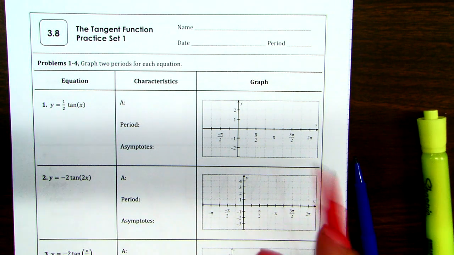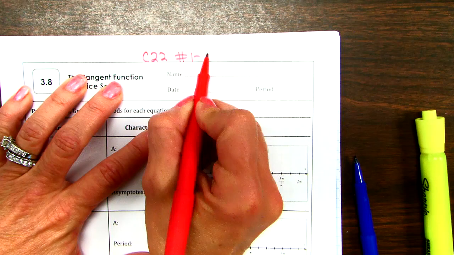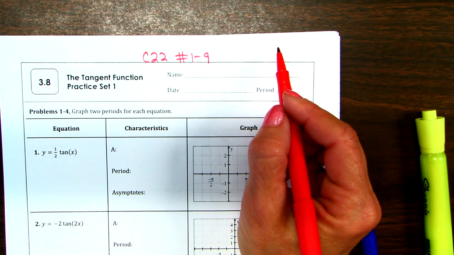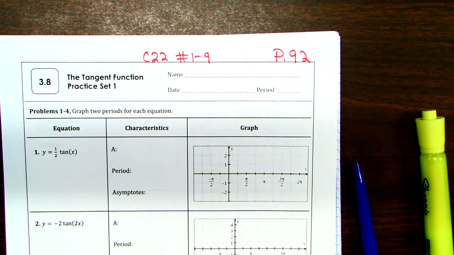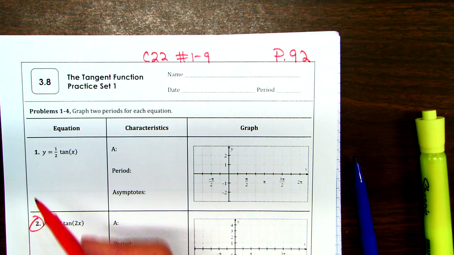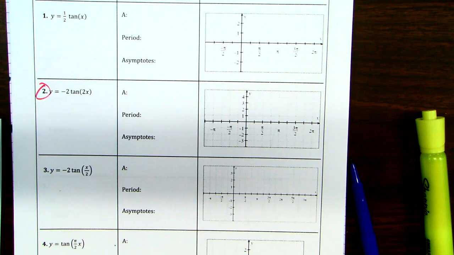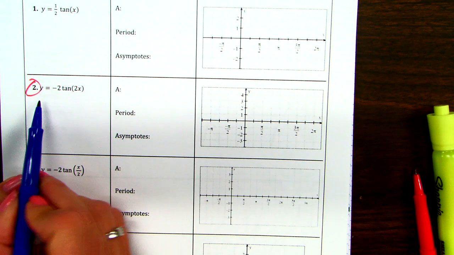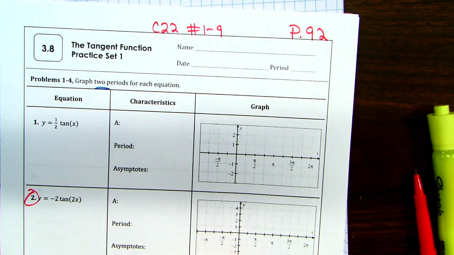Okay, I'm gonna talk to you more. All right, C22, 1 through 9. I'm gonna do number 2 and number 5 with you. This is page 92. I thought 1 was a little bit easier, so I want to do a harder one. So just stay with me if you want, or if you're super confident, you can go on. We're going to graph 2 periods of each of these.